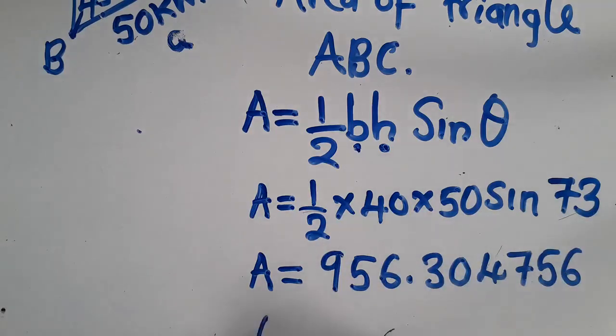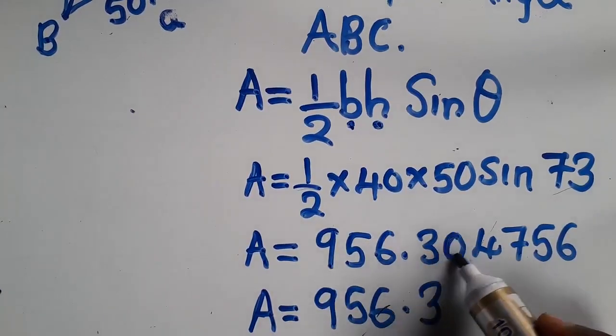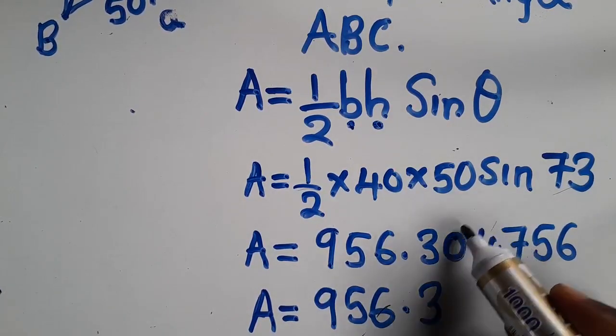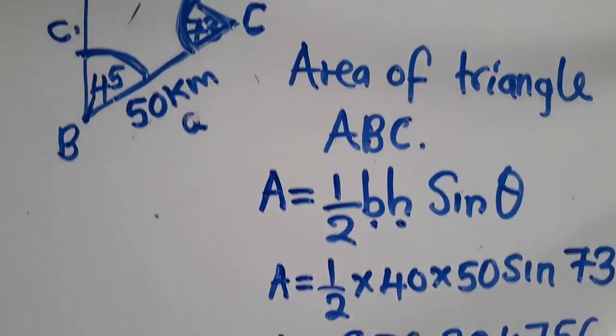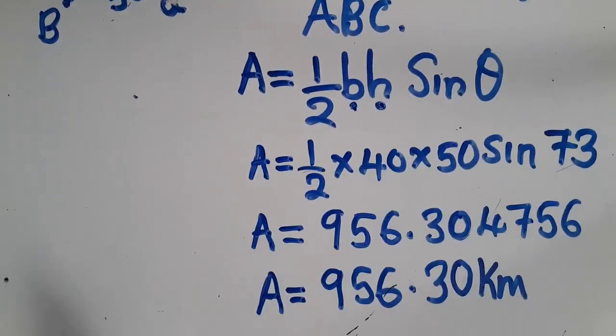So we say area is now equal to 956.3. Then there is a 0 there, you can include the 0. There is a 4 after it; if it was a 5, we would have rounded up, but we maintain the 0. Then the units are what? Kilometers. In the diagram, we've got kilometers, so kilometers squared. If it was meters, you say meters squared. If it was centimeters, you say centimeters squared. So this is our solution. This is what we are supposed to do.